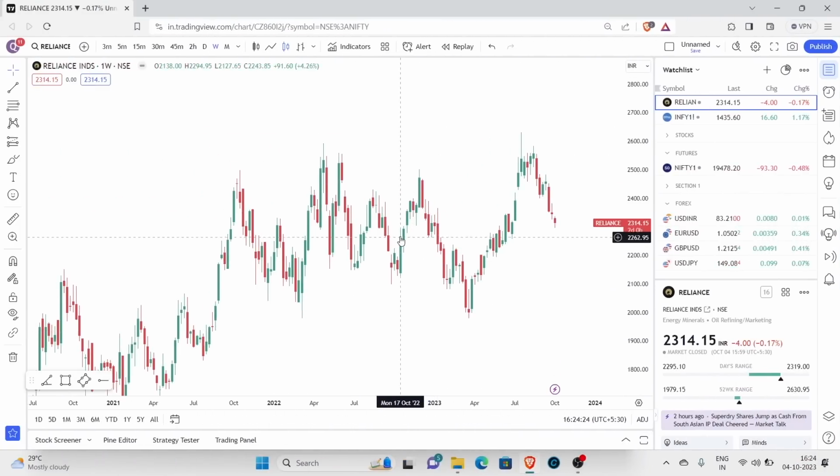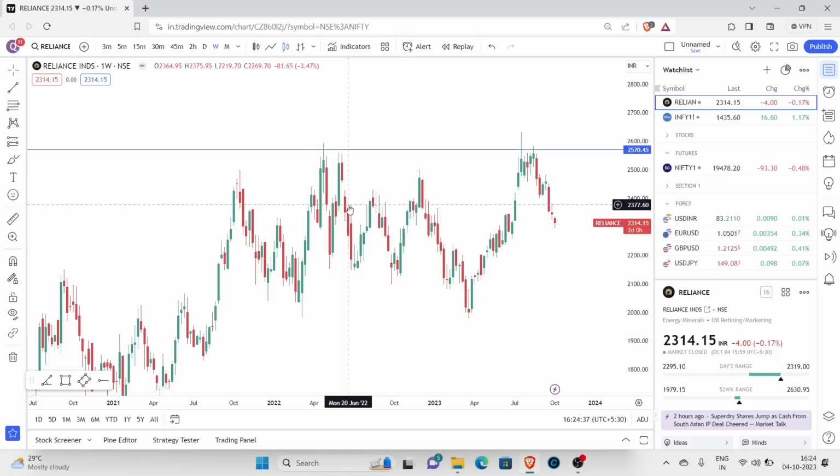In simple words, resistance is a level above which the stock finds difficulty in going up. Right over here, I have opened the chart of Reliance, and when you take a look at this chart, you can clearly see that Reliance is struggling to go above 2500, 2600. When Reliance comes closer to around 2600, there are immediately sellers who are selling and bringing the stock down. These are important levels which you can see on a weekly chart, even on a daily chart, where the stock finds it difficult to go above.